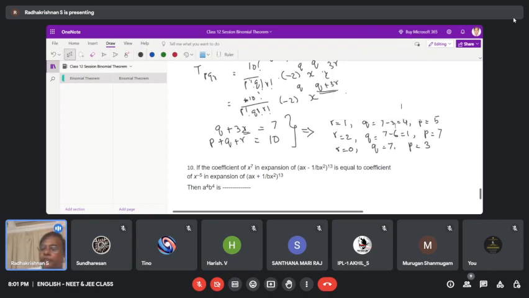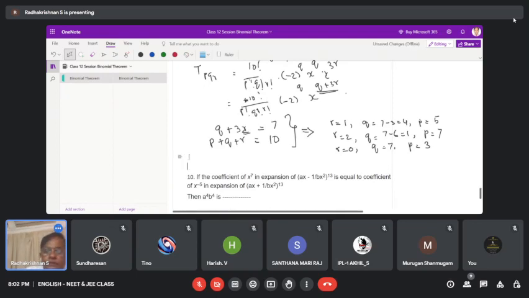Okay, P equal to 5, Q equal to 4, R equal to 1, and so on. So only for these 3 combinations of P, Q and R, the power of X is going to be 7. For R equal to 3, 4 and so on, Q is going to become negative. So only these 3 possibilities are there. So now what is the coefficient?